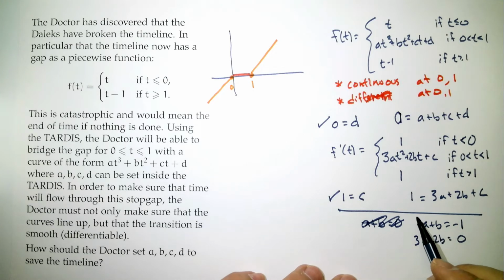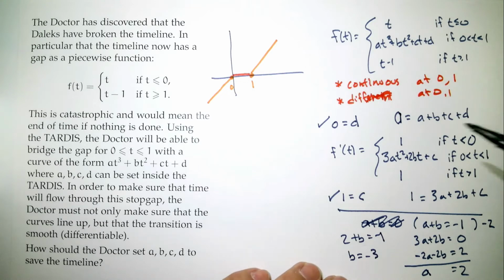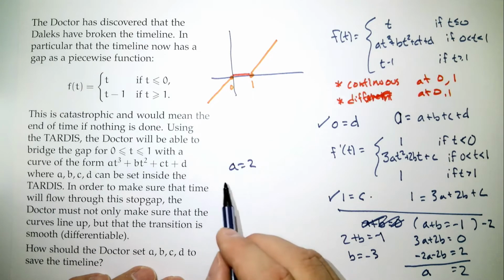So you could do lots of things. For instance, if you multiply the first equation by negative 2, it becomes minus 2a minus 2b equals 2. And then if you combine, 3a minus 2a is a, and the 2b cancel, leaving us with a equals 2. Well, once you know a equals 2, plug it in. 2 plus b should be negative 1, which tells us that b had better be negative 3. And so now we found our parameters. d should be 0, c should be 1, a should be 2, and b equals negative 3. So that is our answer.